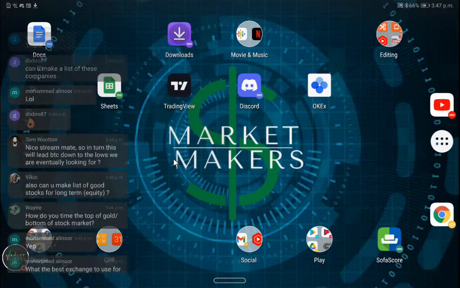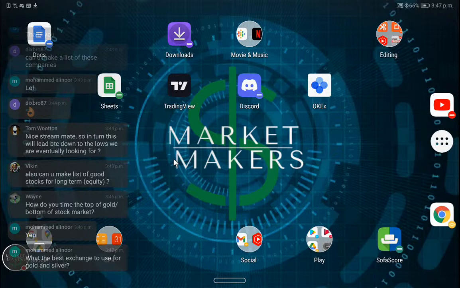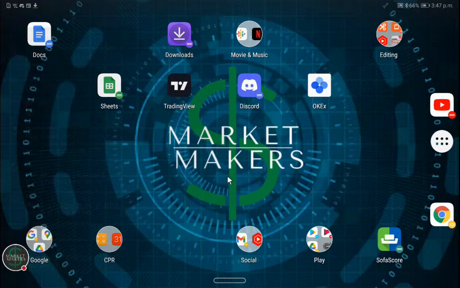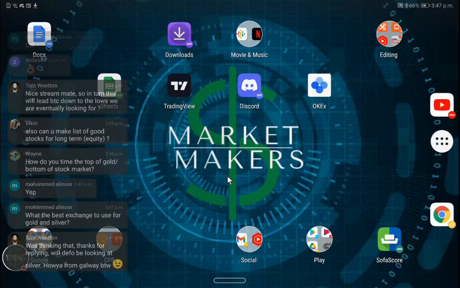So yeah, what's the best exchange to use for gold and silver? For me, I'm using eToro, but you need a decent amount of money on eToro to actually trade gold and silver. You need £1,000. But I know that Brendan uses Femex for gold, so it might be worth looking at that. Thanks for applying. We'll definitely look at silver.